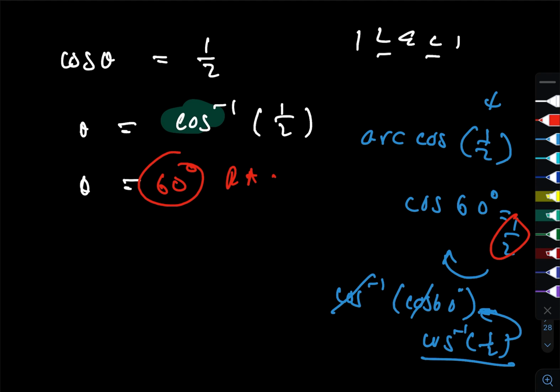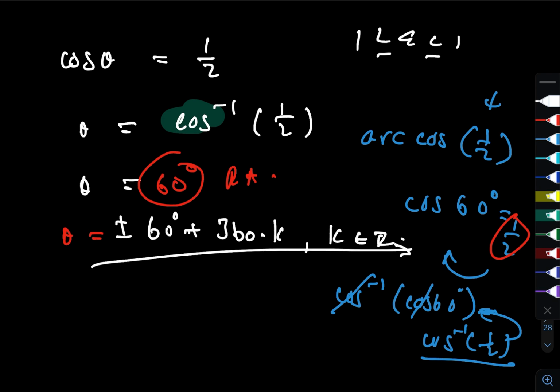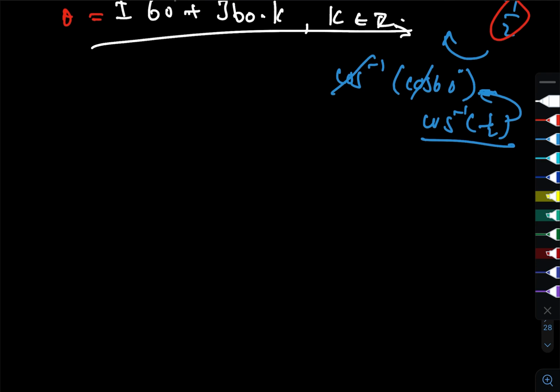All I need to do for the more general solution is theta is going to be plus or minus. Remember to put plus or minus. 60 degrees plus 360 degrees times k, where k is an element of integers. And now you're done. Let's go take another one.